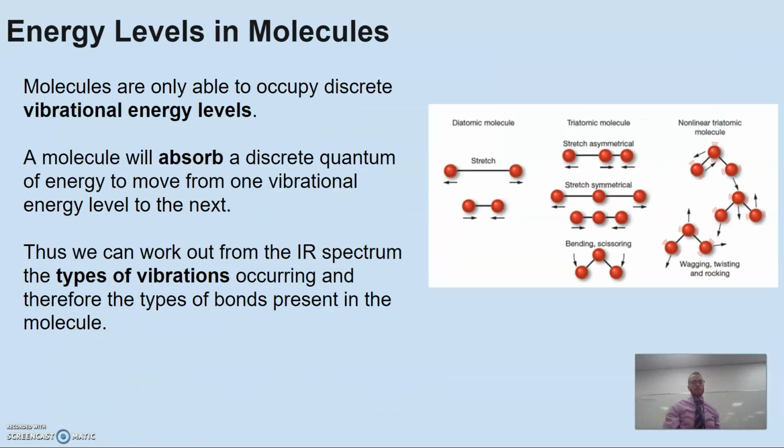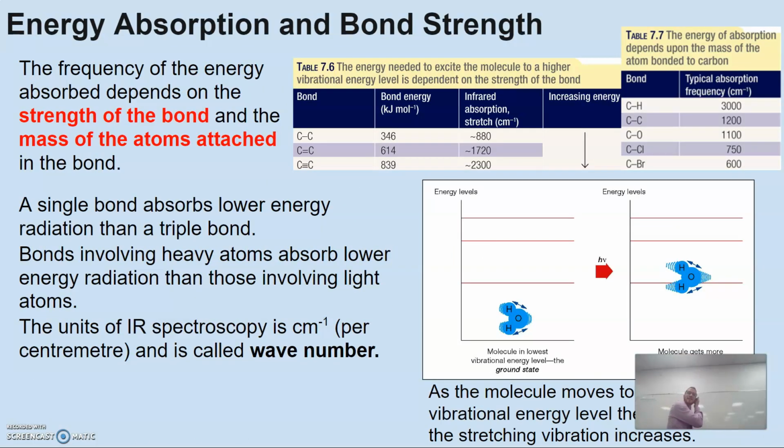There's something about energy absorption and bond strength. The stronger the bond, right, the higher the frequency, or we call it the inverse of the wavelength, and it's given this term wave number. So it's not quite the frequency, because frequency is something per second. Whereas now we're just looking at the inverse of the wavelength, which is called the wave number.